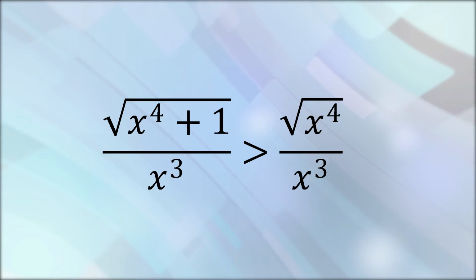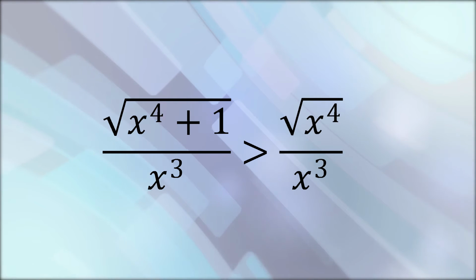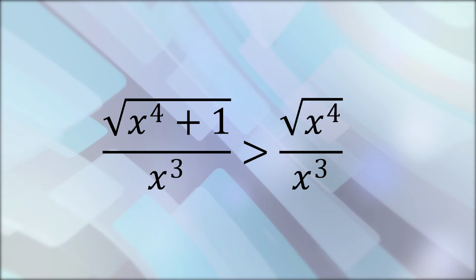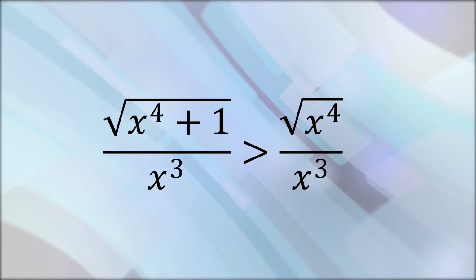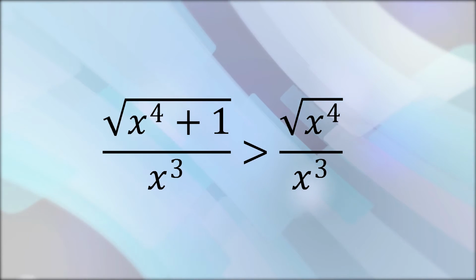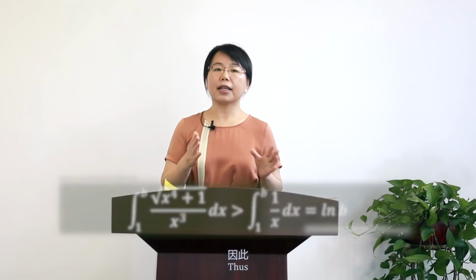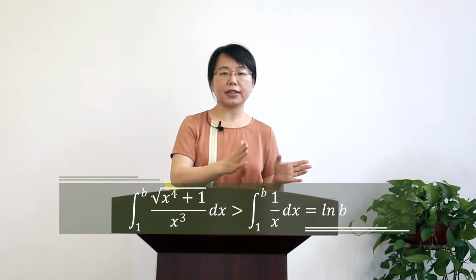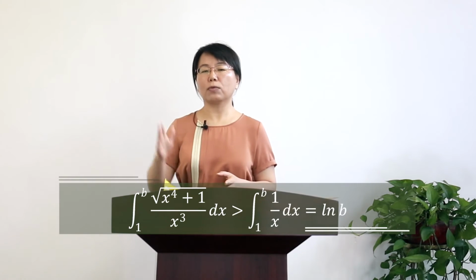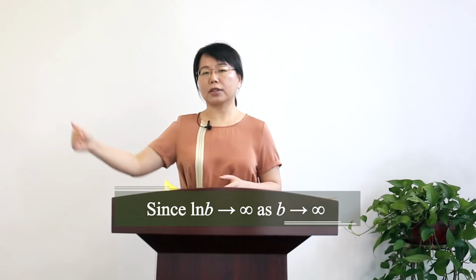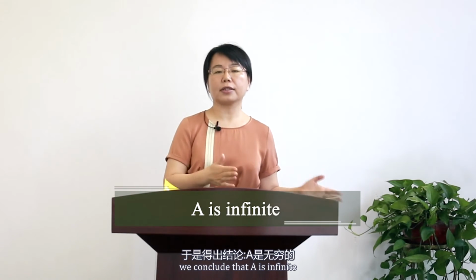Now let's simplify it. The integrand is the square root of x to the fourth plus 1, over x cubed. You see the square root of x to the fourth plus 1 is greater than the square root of x to the fourth. So this part is greater than 1 over x. And 1 over x is very easy to integrate. Thus, we get that the surface is greater than the integral from 1 to b of 1 over x dx. And we let b go to infinity. Because the improper integral of 1 over x goes to infinity, the surface area goes to infinity.